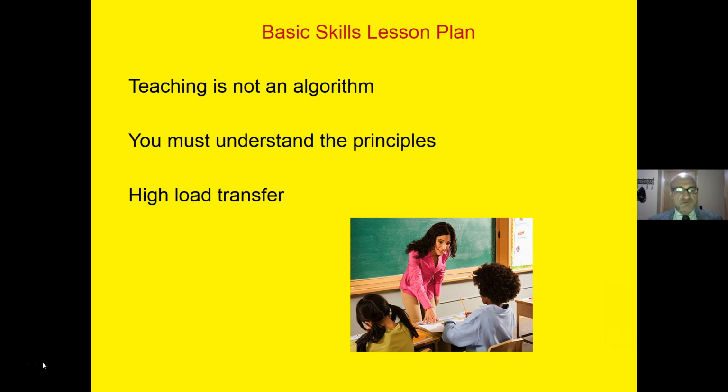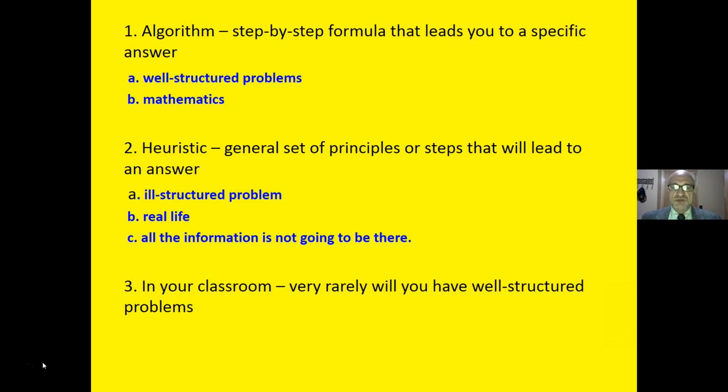This is an example of high load transfer. You understand the principles here so you can transfer them to a real life teaching situation. And again, an algorithm is a step-by-step formula that leads you to a specific answer. Well-structured problems have this. A heuristic is a general set of principles or steps that will lead you to an answer. These are used for ill-structured problems like in real life.